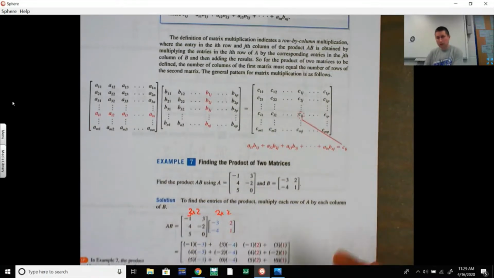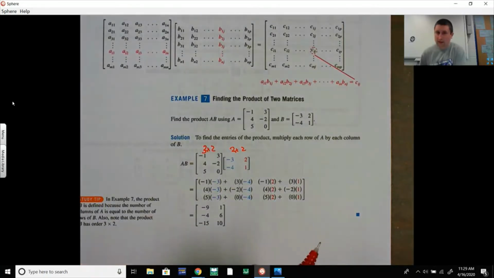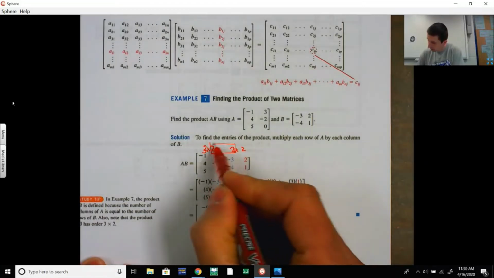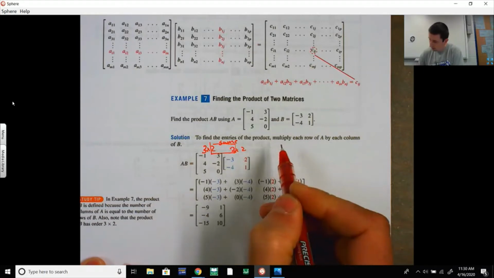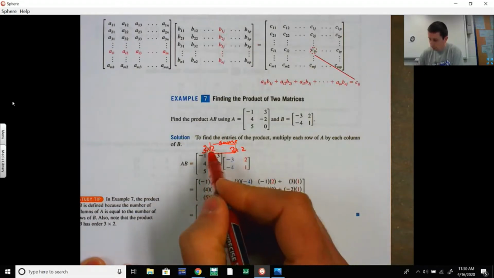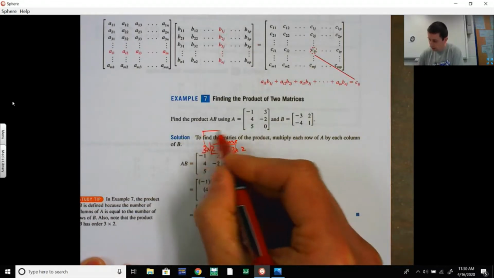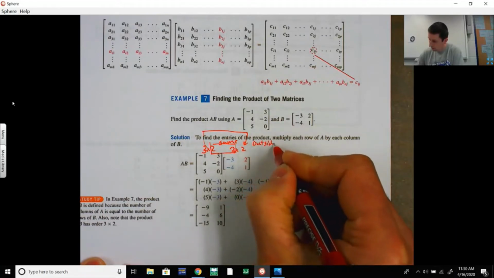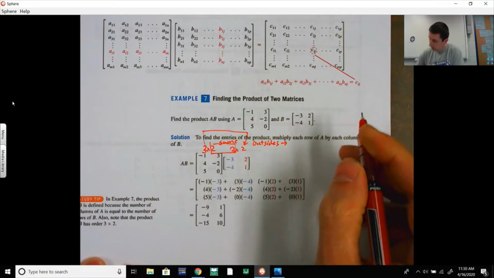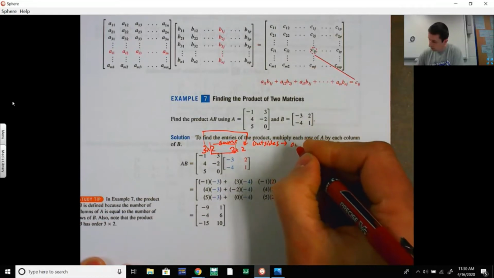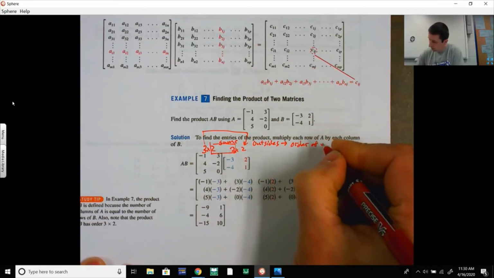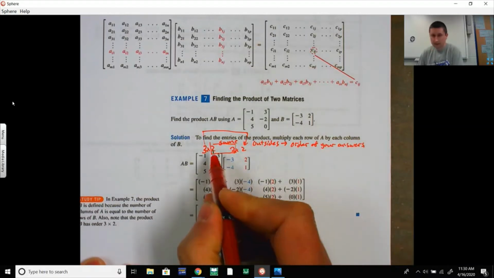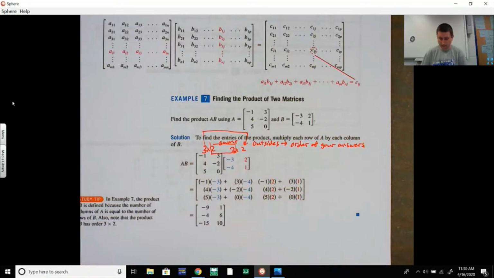Now when you're doing matrix multiplication, this is a lot harder than scalar multiplication. These 2 values right here have to be the same. And then your answer will have the dimensions of a 3 by 2. So the outside numbers are going to be the order of your answer. The order of your answer, that's the rows and columns. These must be the same. If they're not the same, you cannot multiply them.